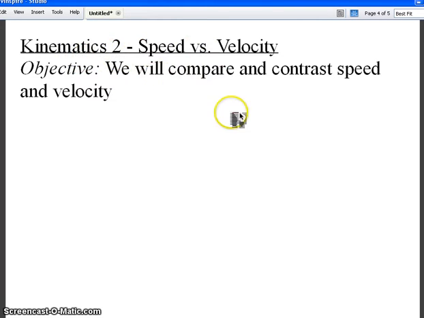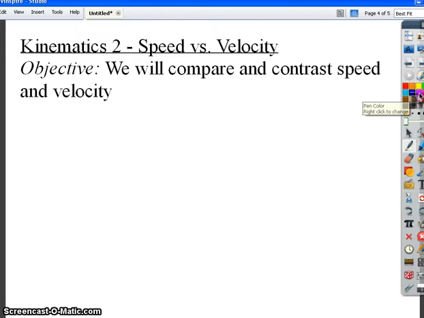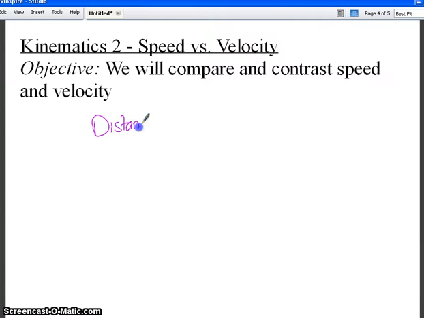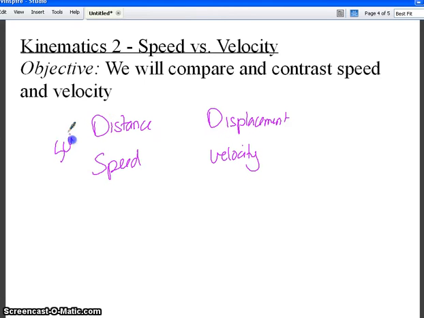Today we will compare and contrast speed and velocity. This is going to be simple if you understand the difference between distance and displacement. The difference between distance and displacement is the same as speed and velocity. Distance is a scalar, speed is a scalar, displacement is a vector, velocity is a vector.